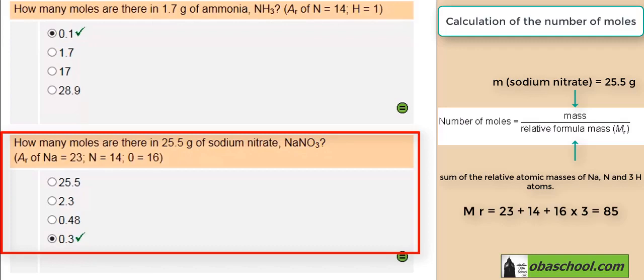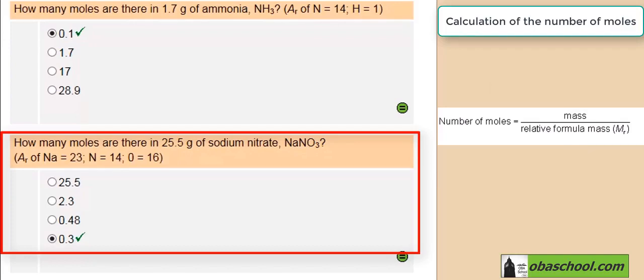We didn't find the number of moles yet. We have to divide the mass, 25.5 gram, by the relative formula mass, which is 85. Dividing them will give you the answer, which is 0.3 moles. So 25.5 gram of sodium nitrate contains 0.3 moles of the compound.